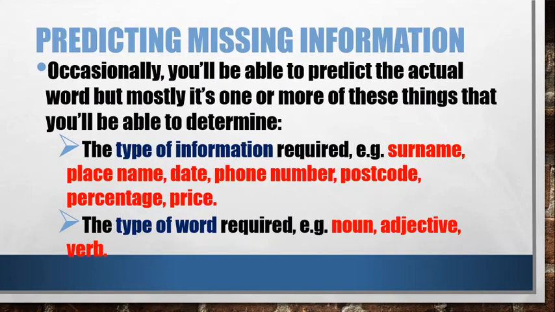All right, so occasionally you'll be able to predict the actual word, but mostly it's one or more of these things. So for example, like what I mentioned earlier, what type of information do you think you need to write on that blank? Is it a surname? Is it the name of a place? Is it asking for a phone number or a date or maybe a price, etc.? Now, you may also want to guess the type of word. So, in grammar, you already discussed these nouns, adjectives, and verbs.